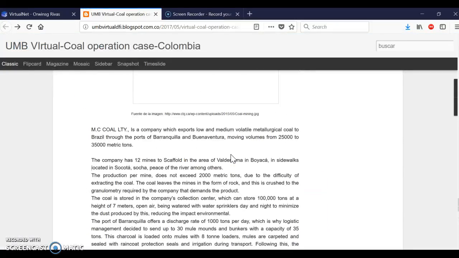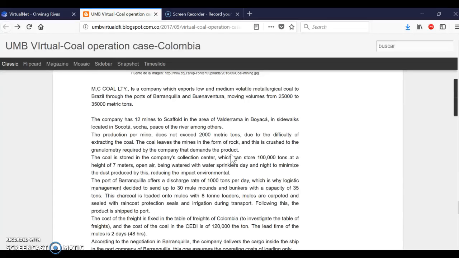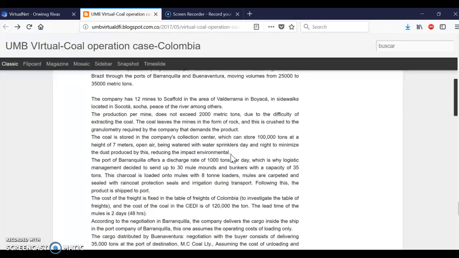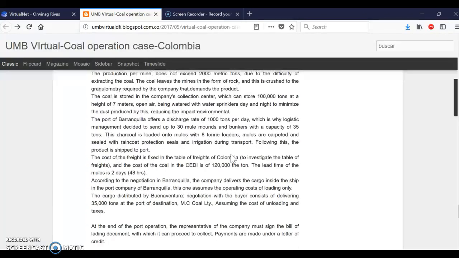This is the case. We have a company which exports coal, low, medium, and volatile metallurgical, to Brazil through the ports of Barranquilla and Buenaventura, moving volumes from 25,000 to 35,000 metric tons. As we see here, the company owns 12 mines in the area of Valderrama in Boyacá, located in Socotá, Socha, Paz de Río, among others. We have some numbers here. Production per mine, 2,000 metric tons.